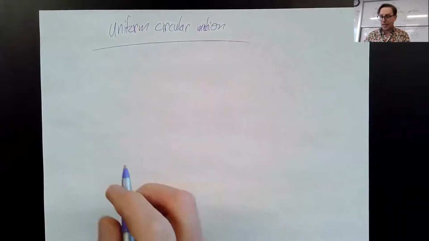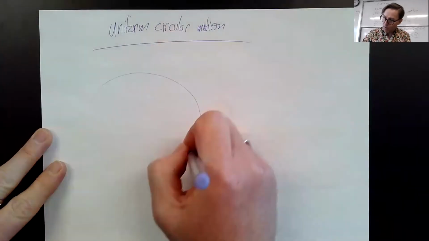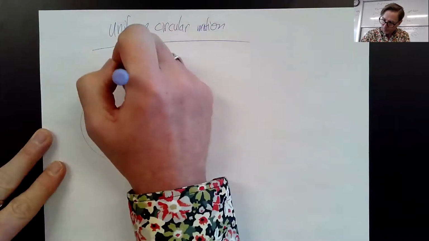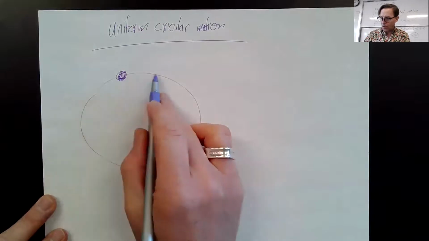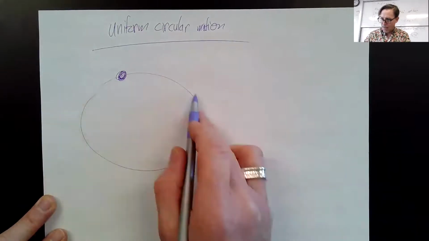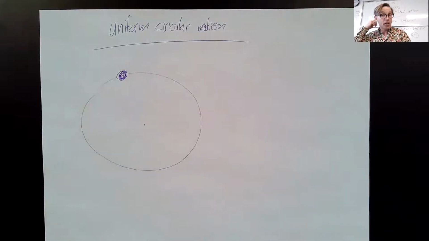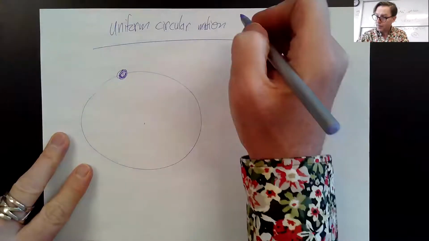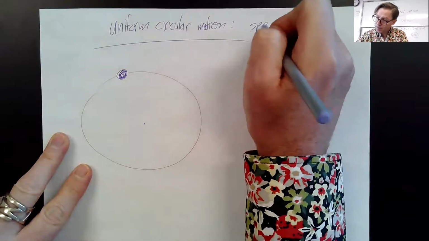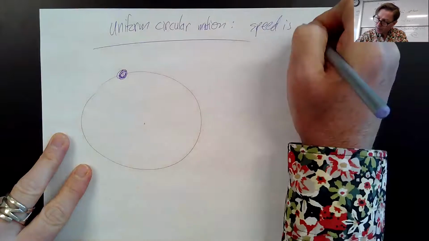So when something is traveling in a circle in a uniform way, as this ball travels around this circular path, here's the center. If the ball is traveling in uniform circular motion, that means the speed is constant.